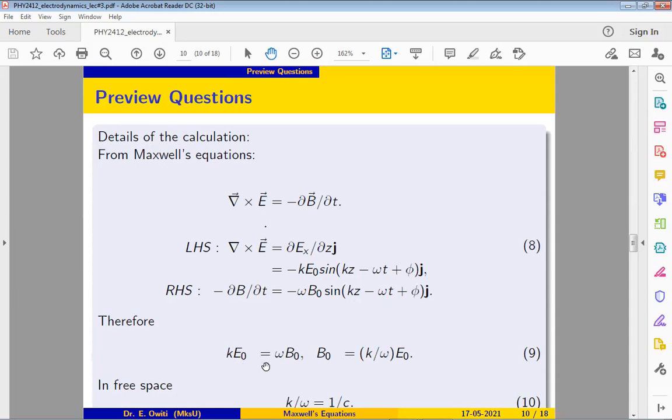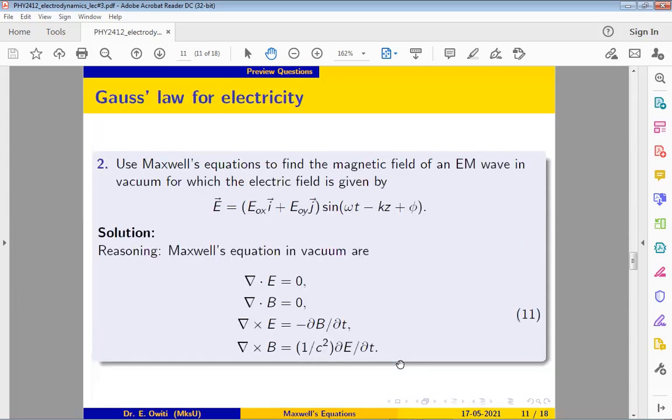k E naught is equal to omega B naught, which you can rewrite as B naught is equal to k over omega times E naught. So we have already shown what is required, that B naught can be expressed in terms of E naught. And it is good to note that the propagation constant k divided by the angular frequency omega, k over omega, is equal to 1 over the speed of light. That is a common term which you can always quote. So question number 1 is done.